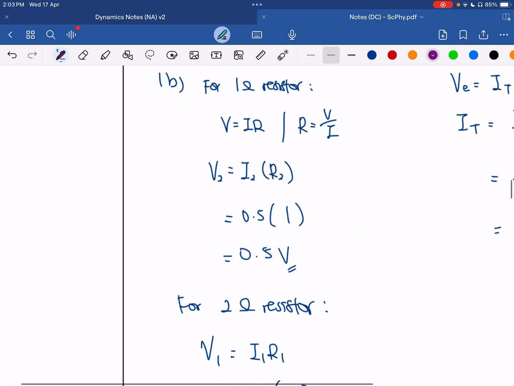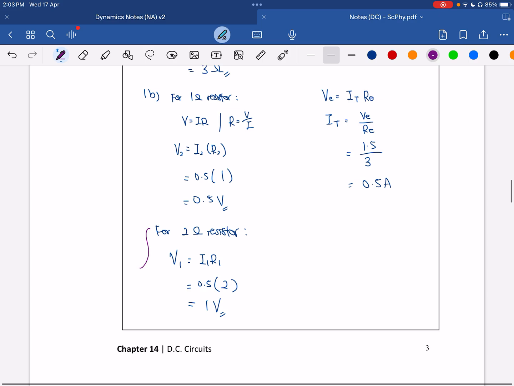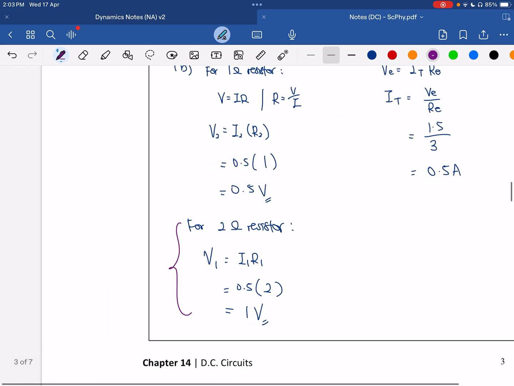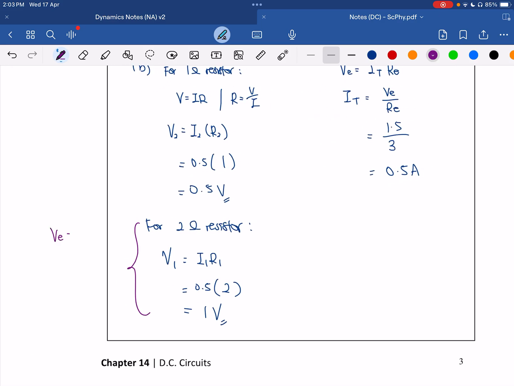Now, another way you could solve this is by just taking VE equals V1 plus V2. So to find V1, just take the EMF minus the potential difference you found in the previous part. So 1.5 minus 0.5 gives you the same answer, 1.0 volt as well.